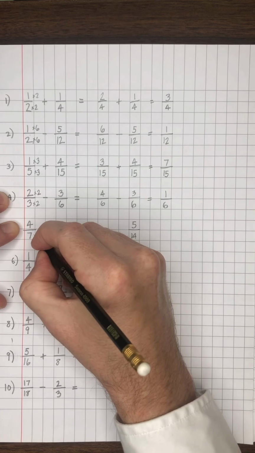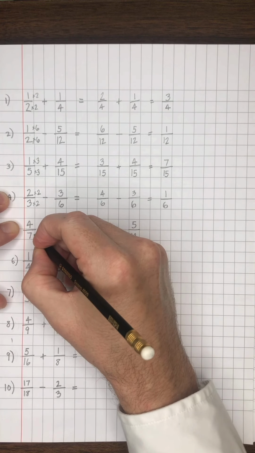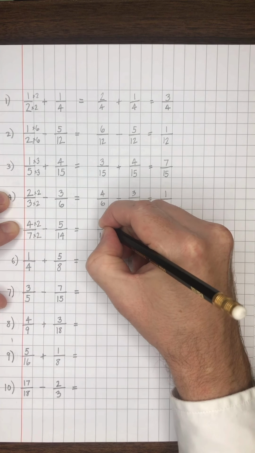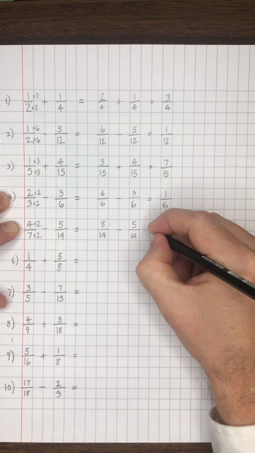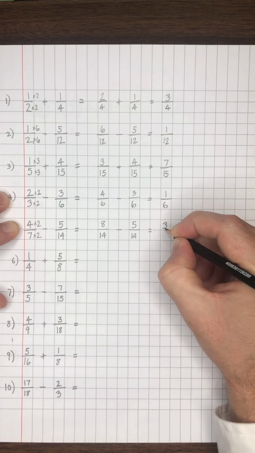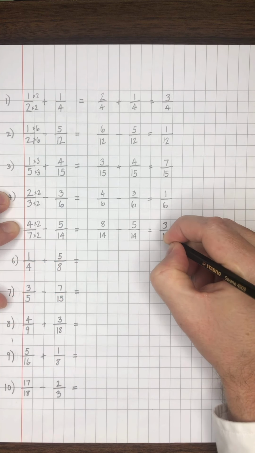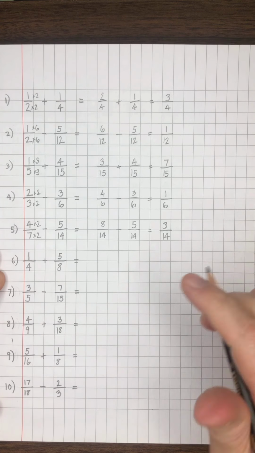To get 7 to 14, we have to multiply by 2. Whatever we do to the denominator, we must do to the numerator. 4 times 2 is 8. This is a subtraction problem. When we subtract 5 from 8, we get 3. And the denominator stays the same. 3/14 is our answer.